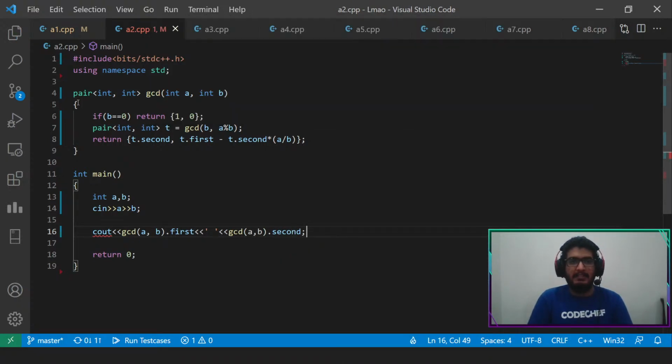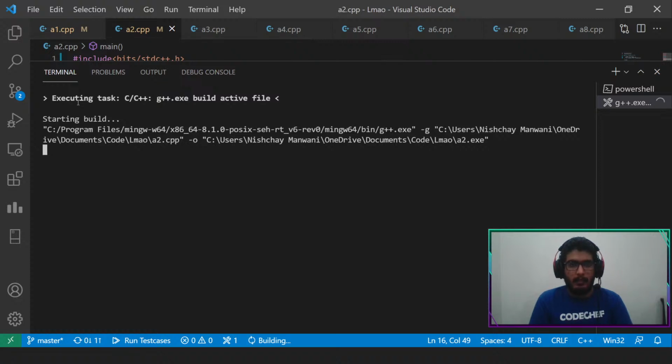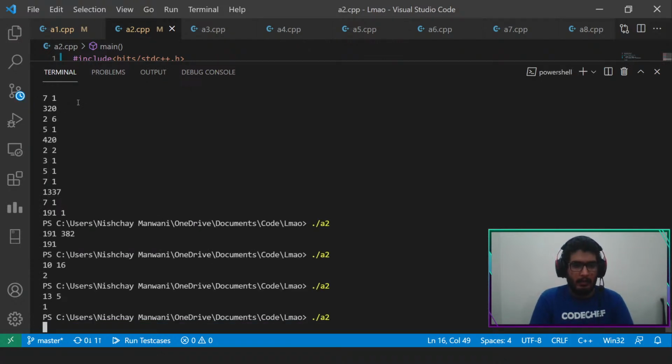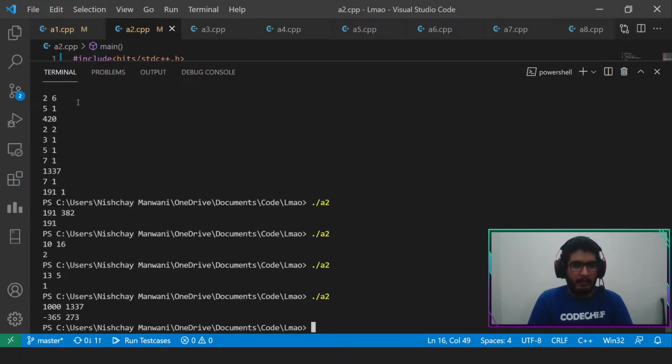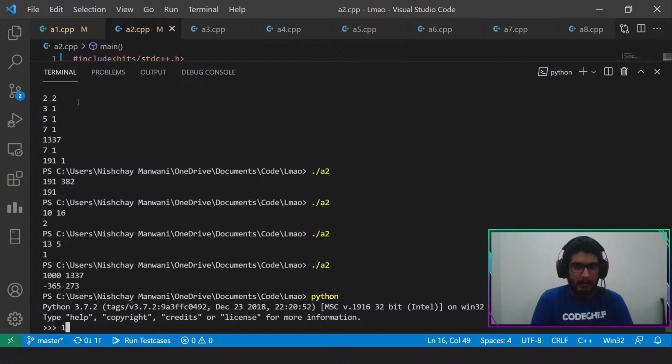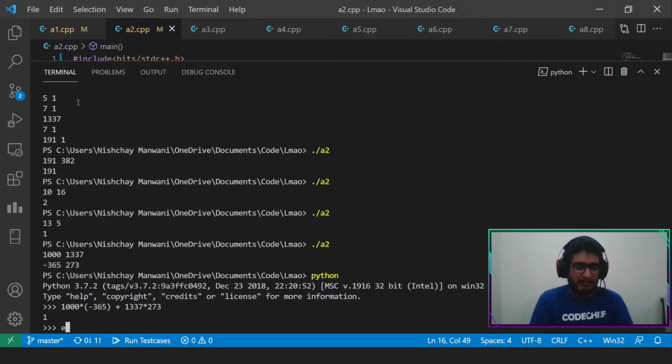Let us see if this works. Then we put 2 random numbers in here. Let me put 1000 and 1337. Their GCD I assume would be 1, and if we multiply 1000 by minus 365 and 1337 with 273, we would get the correct answer. Let me actually see if this is correct. 1000 into minus 365 plus 1337 into 273, that is 1. So this is working as well.